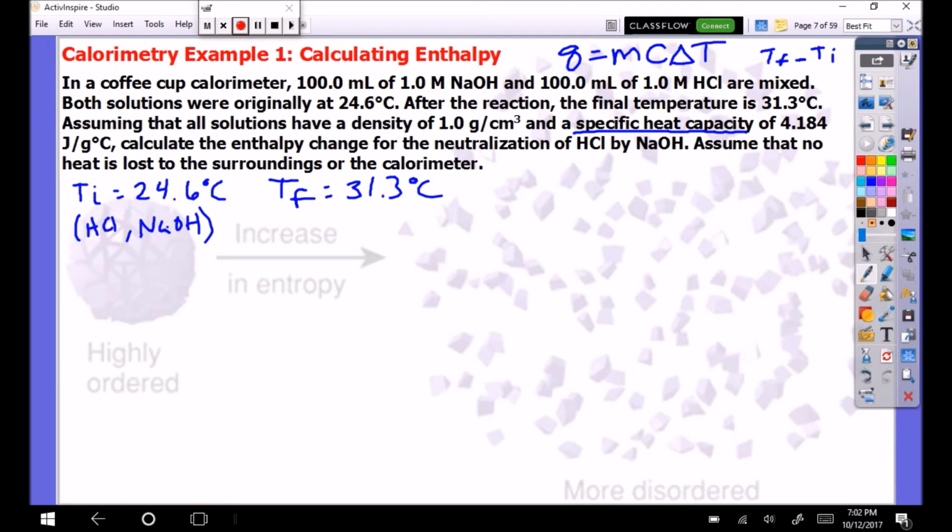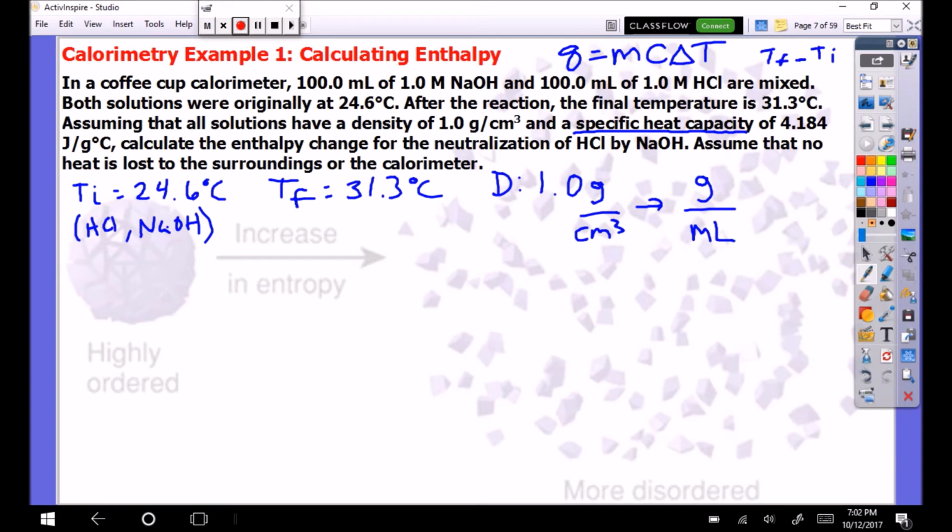And then we've got this lovely density. This is going to be our lifesaver here, although it might look a little weird. We've got this grams per centimeter cubed. What do we do with that? Well, it's easy. If you don't know by now, drill this into your head: grams per centimeter cubed is the exact same thing as grams per mL. Oh my God, this problem just got a whole lot easier. I know, it's really not that bad.